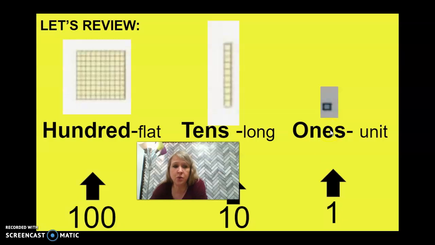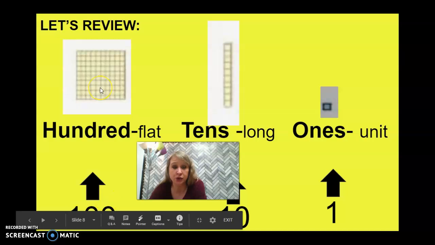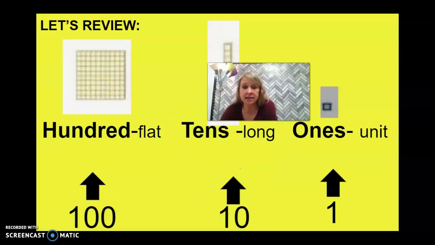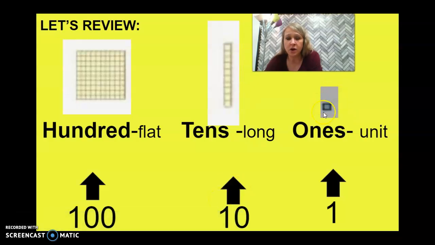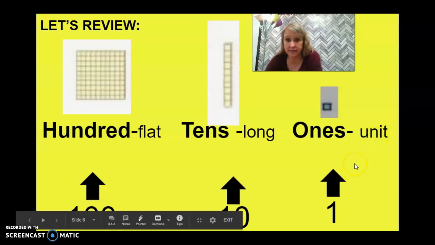Let's review what our place value or base 10 blocks are called. We have 100. That is called a flat. It is worth 100. We have our tens. That is a long, and it is worth 10. We have our ones. That is called a unit, and it is worth 1. Very good.